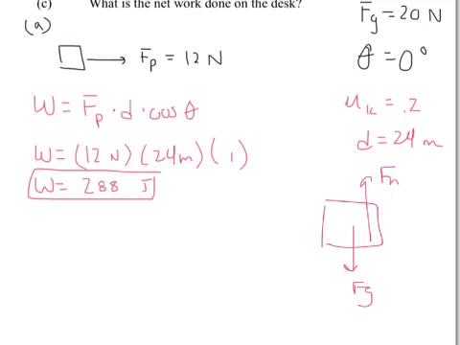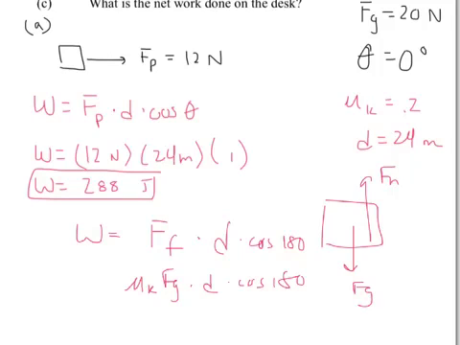Okay? So the force of friction that we're going to use, because we're going to find the work done by friction, is going to be this, times cosine of 180. But remember, force of friction is mu k times Fn. But Fn is Fg in this problem. Okay, and that's what we're going to use here. You're going to get an answer of negative 96 joules. And then for part C, add 288 and negative 96.